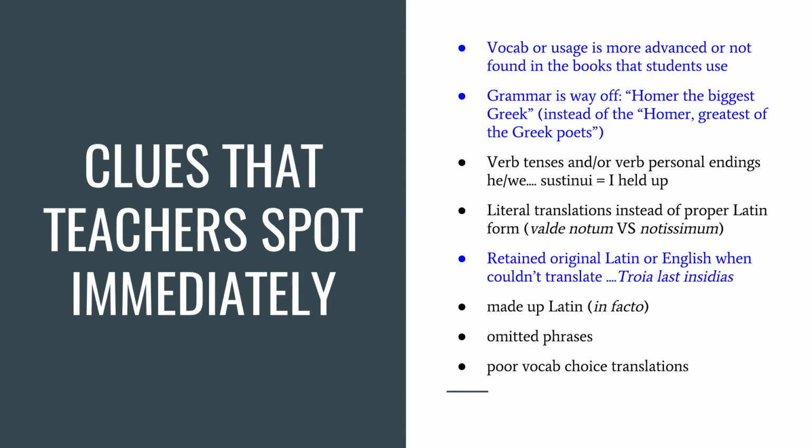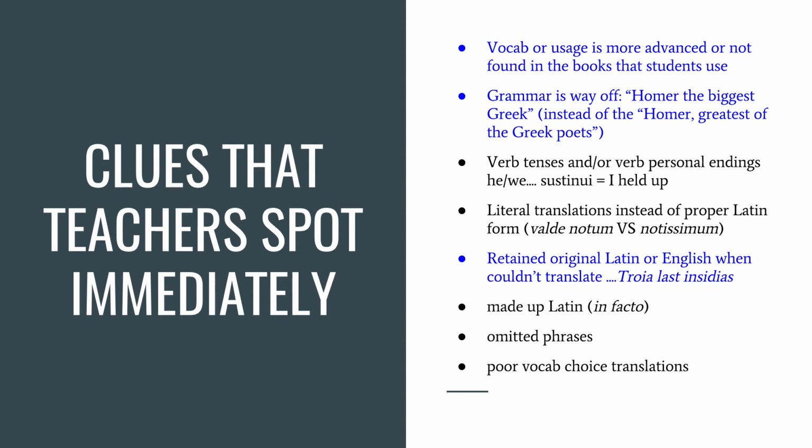Another indicator is that the grammar's way off or just the usage is way off. Homer, the biggest Greek, instead of Homer, greatest of Greek poets. So the translators can handle something like greatest or biggest, but it has trouble with the words that come after, like of the Greek poets. It can't quite figure it out, so it tries its best, but it just comes out like gibberish.